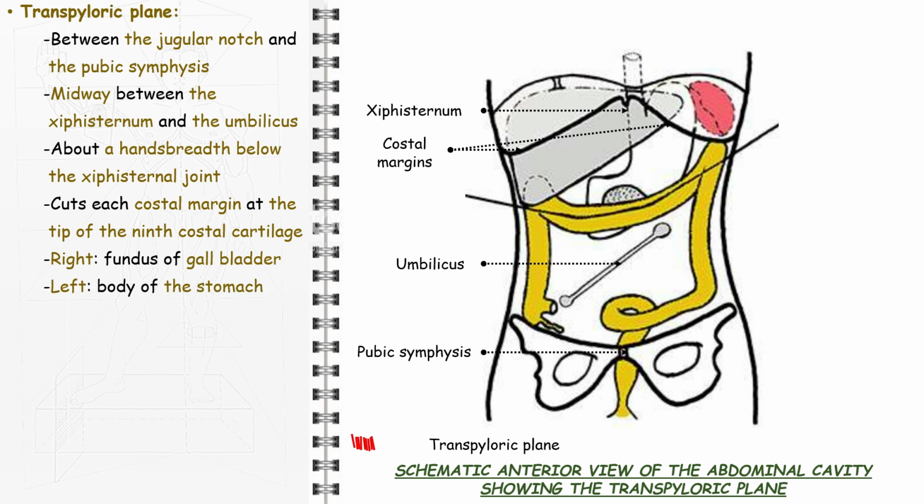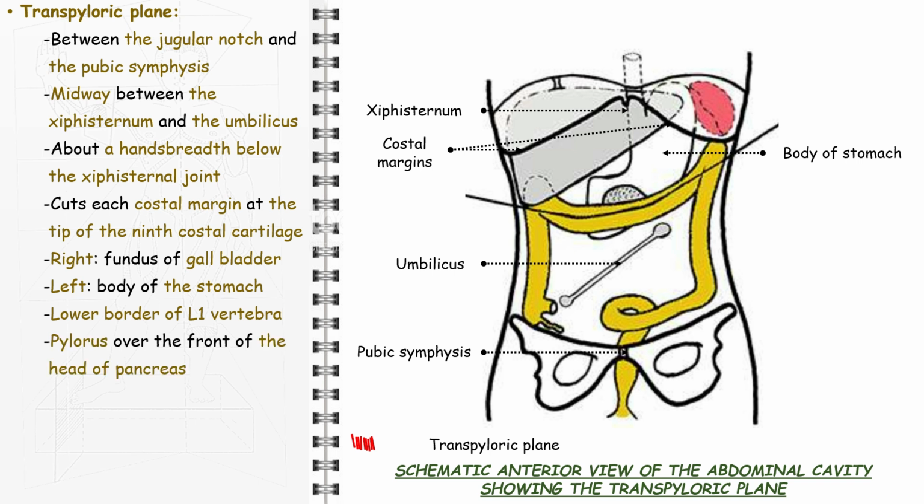The plane passes through the lower border of the first lumbar vertebra, where the spinal cord ends at the conus medullaris. As its name implies, the plane passes through the pylorus. It must be noted that the pylorus is free on a mesentery, and therefore mobile. In the erect posture it hangs down over the front of the head of the pancreas, so the plane passes along the head, neck and body of the gland, just above the attachment of the transverse mesocolon.